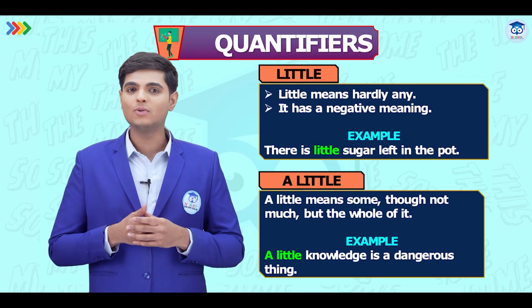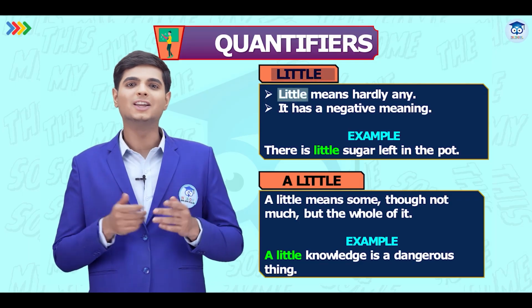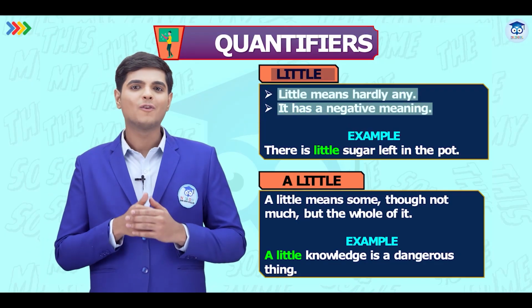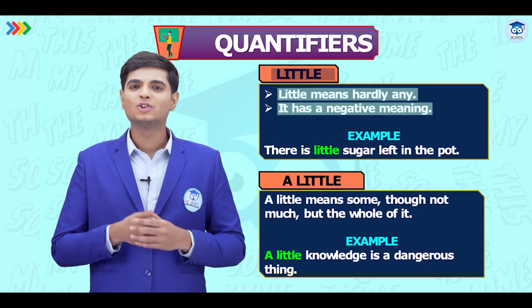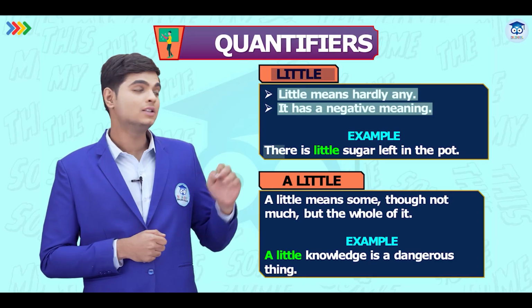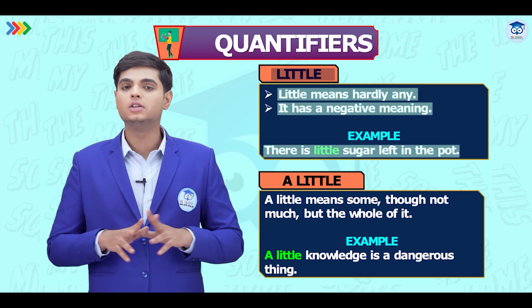Let's now look at how little, a little, and the little differ. Starting with little. It means hardly any and has a negative meaning. We use it with uncountable nouns to show that there is almost nothing left. For example, there is little sugar left in the pot tells us the amount of sugar is nearly gone.